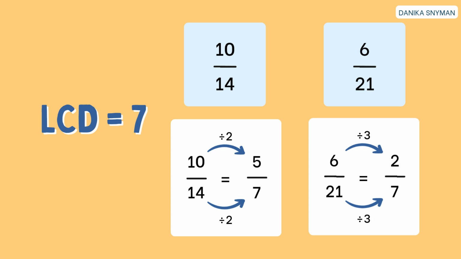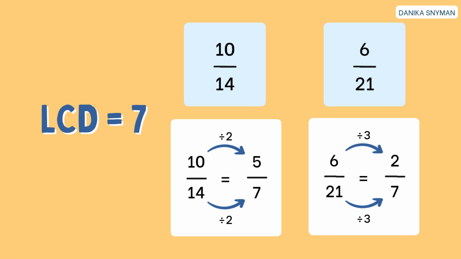So now we can change both fractions. How are we going to do it? We look at the 10/14. To make the 14 denominator a 7, you divide by 2. So 14 divided by 2 is 7. And remember, what you do at the bottom, you have to do at the top. So 10 divided by 2 is 5. So our new equivalent fraction is 5/7.